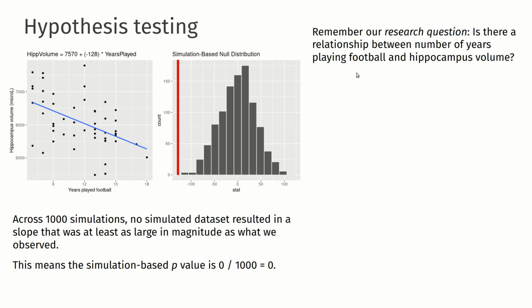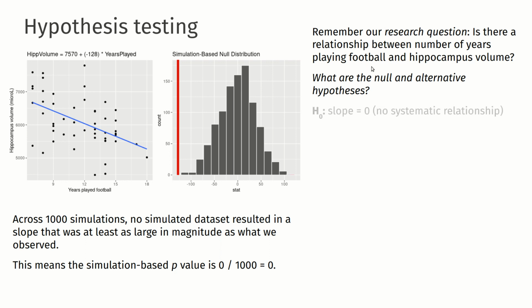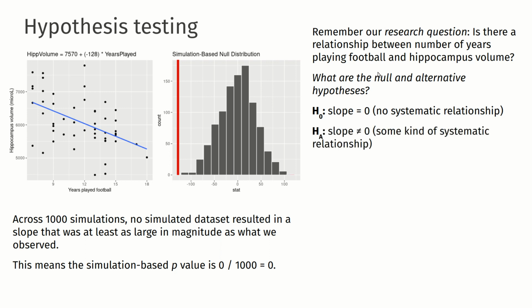So if we go back, remember our research question is: is there a relationship between number of years playing football and hippocampus volume? So the null and alternative hypotheses that correspond to that research question would say, well, the null is that the slope equals 0. In other words, the null is that there is no systematic relationship. That's what would be true if the answer to this question was no. And the alternative is just that there is a relationship. So in this case, the slope is whatever it is, we don't know, but the alternative would say that it is not equal to 0.